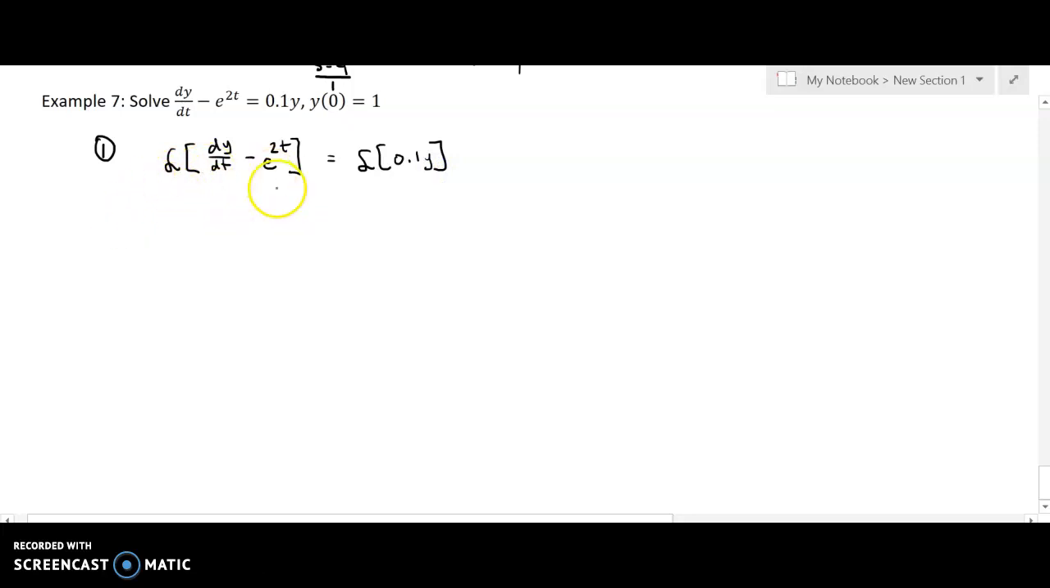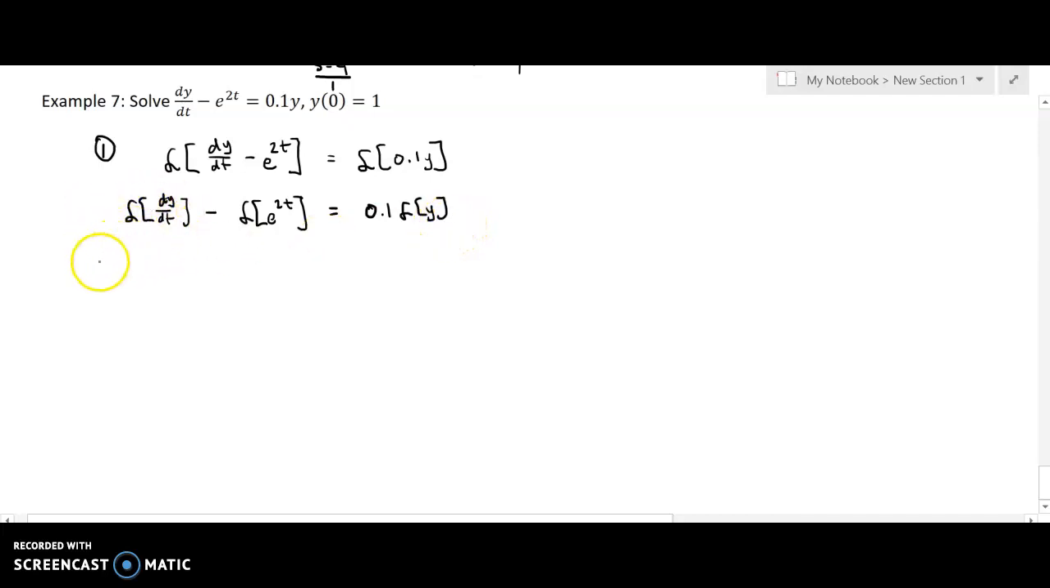Because of the linearity property of Laplace, if I have the sum or difference of two functions, I can take the Laplace of each one individually and then combine them. Again, this doesn't work if they're being multiplied because this involves integration. And when you're integrating a product, you can't just integrate each one separately and multiply them back together. But since we're taking the difference, we can take the integral of each one separately. Here I'm going to go ahead and factor out my 0.1 times Laplace of y. And just as a reminder, Laplace of y, we don't know what that is because we don't know what y is in terms of t.